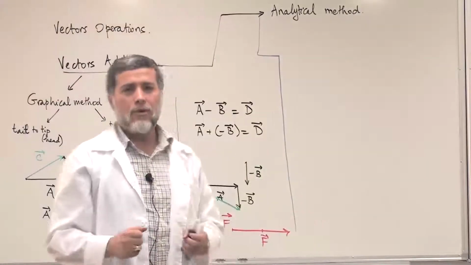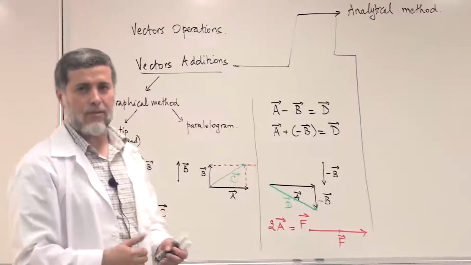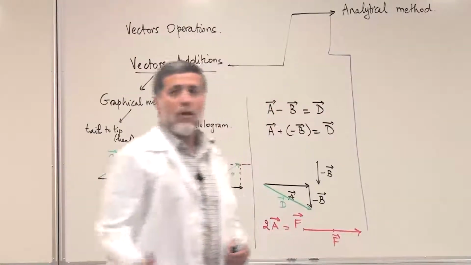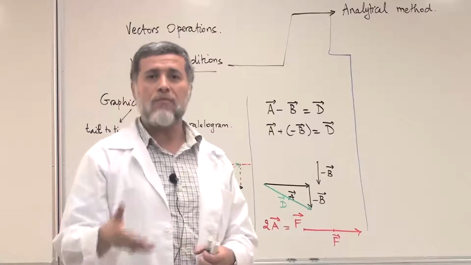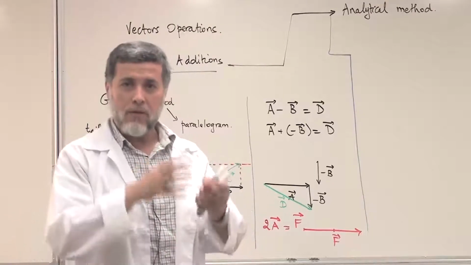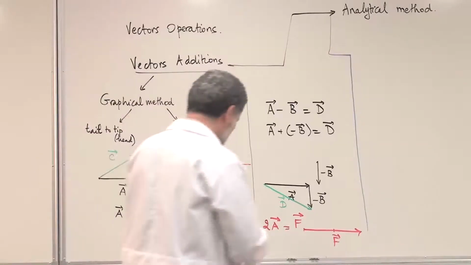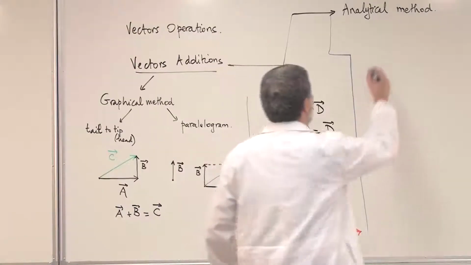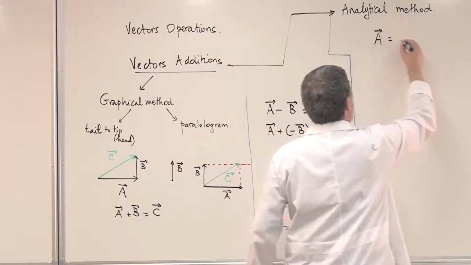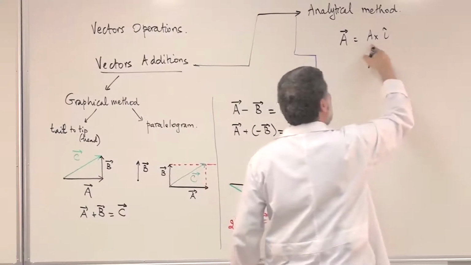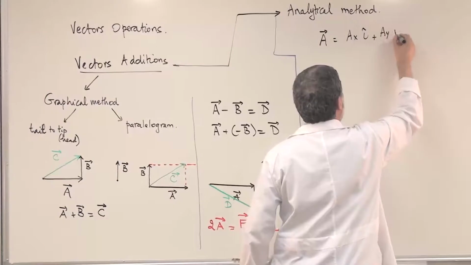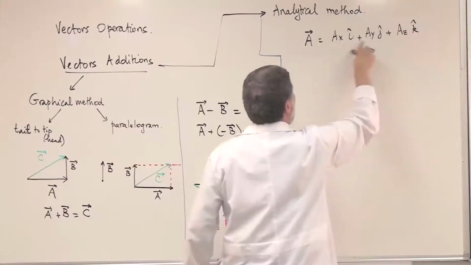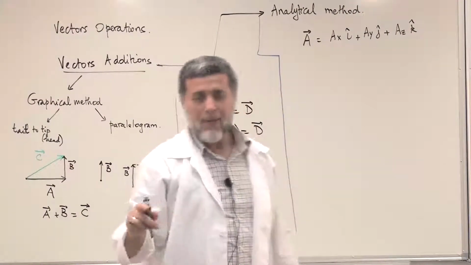Another way of adding, subtracting vectors, or multiplying a vector by a scalar is by doing what is called the analytical method. We have seen in a previous video that we can represent a vector by its components along the x, y, and z axis by using what is called the unit vector notation. So imagine I have a vector A, which has a component a_x i plus another component a_y j, and a third component a_z k. So this a_x, a_y, and a_z are the components of vector A along the x, y, and z axis.